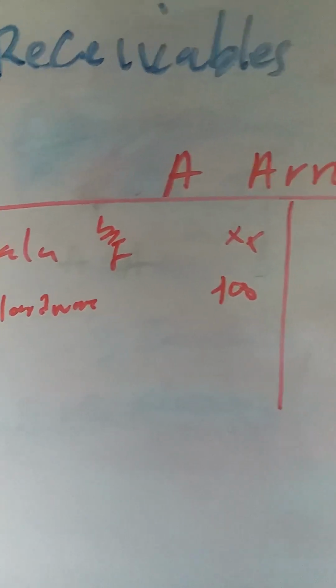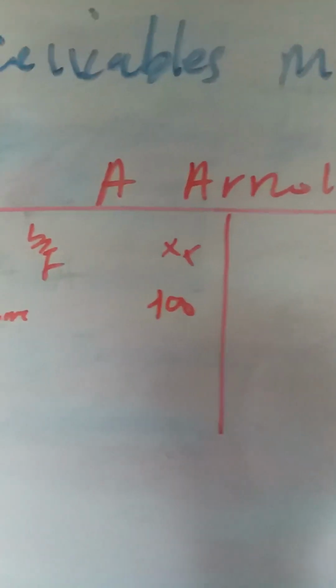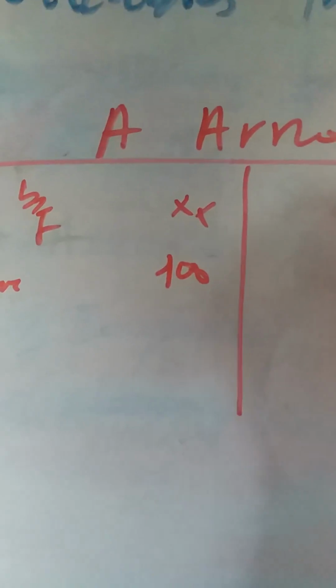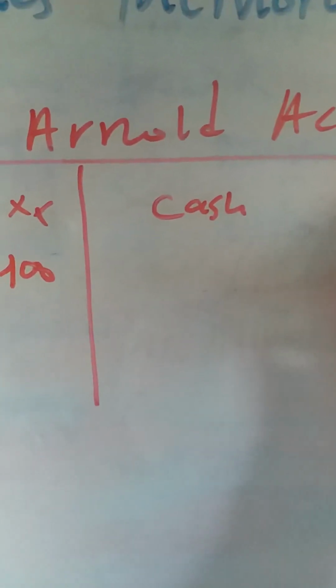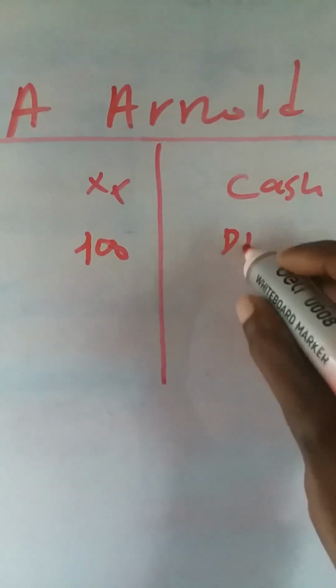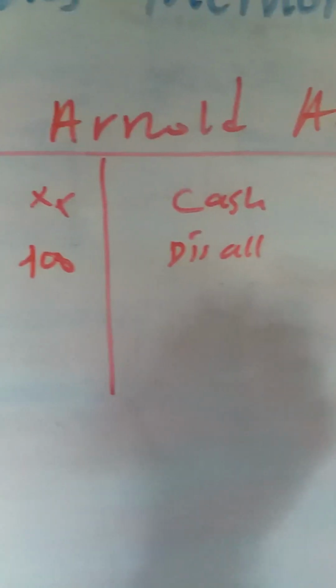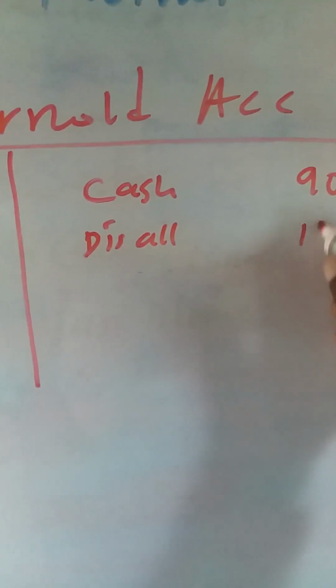The other transaction is Anode paid us 90 kwacha. So we're going to say cash. Cash, he paid 90 kwacha. And then the discount allowed. Discount allowed was, of course, 10 kwacha.